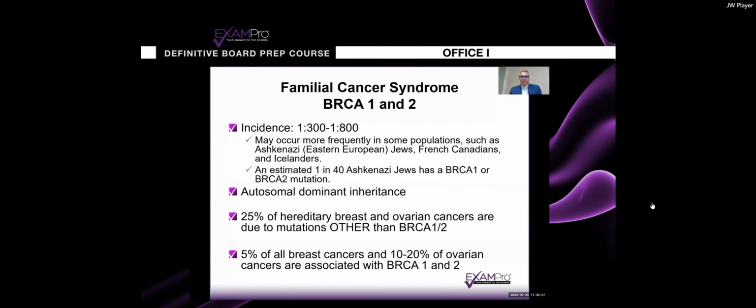Remember, it's autosomal dominant inheritance. 25% of hereditary breast and ovarian cancers are due to mutations other than BRCA1 and 2. So BRCA1 and 2 is the discussion I anticipate most likely, but it's not the only genetic cause for inherited breast and ovarian cancer. The last bullet point on this slide, talking about the percentage association with breast and ovarian cancers. The main point is that if you're diagnosed with ovarian cancer, you're more likely to be BRCA positive than if you're diagnosed with breast cancer. That's how I would sum that up.